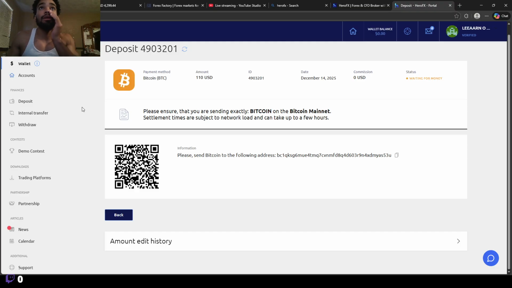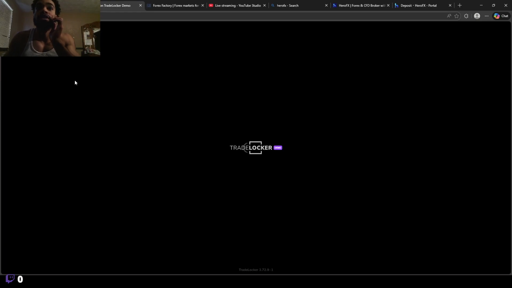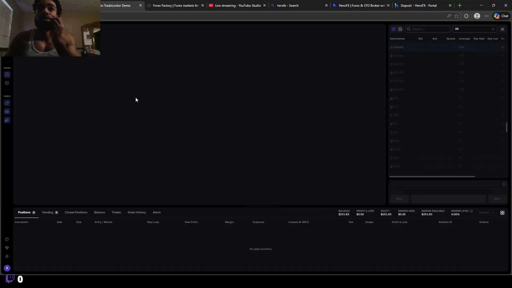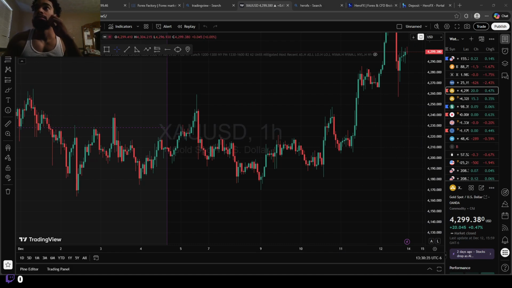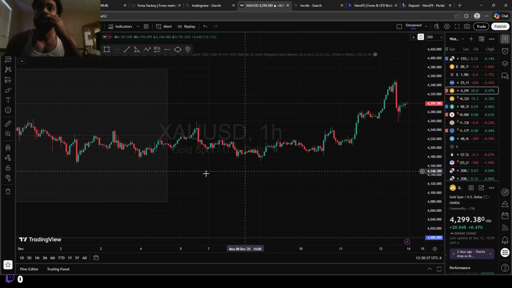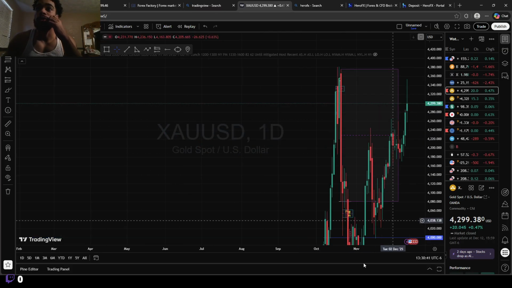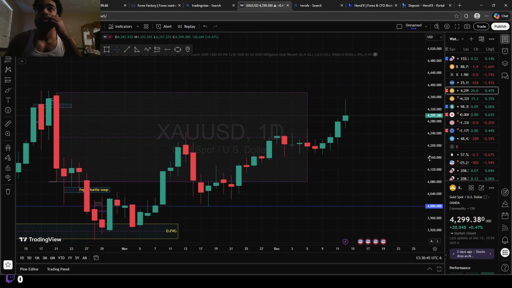Once it loads up, we'll get on our TradingView. This is the demo of the same one. I actually want to look at TradingView. I want a good price to buy gold at. Markets are not open yet this week. It'll open in like 3 hours.